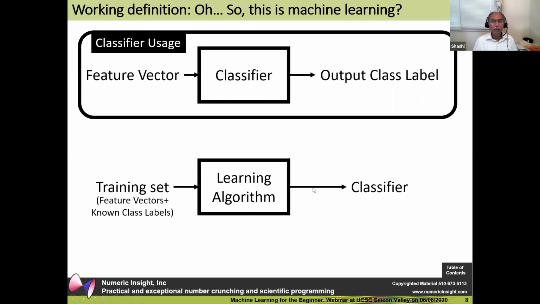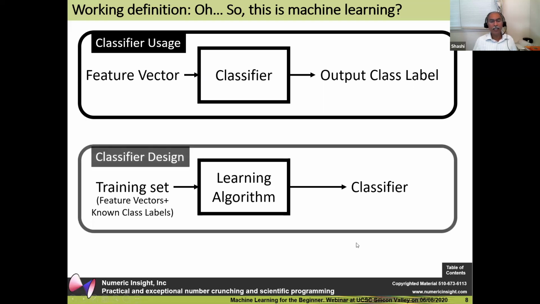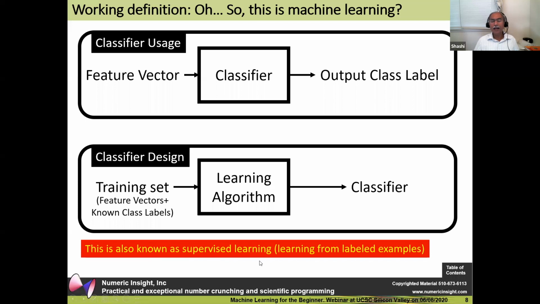In order to create this classifier, you need a training set and you need a learning algorithm, and that's going to produce that classifier. So the classifier has to be designed, and once it is designed, you can use it. Now this is known as supervised learning or learning from labeled examples. So why do we say labeled examples? Because in order to create this classifier, you need a whole lot of feature vectors, and you also need the corresponding class labels. Labeled examples.